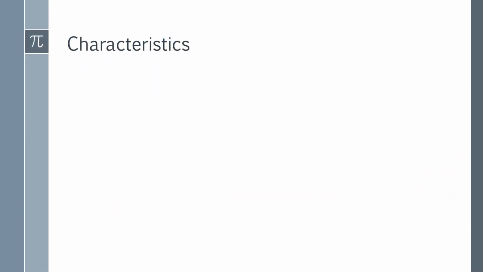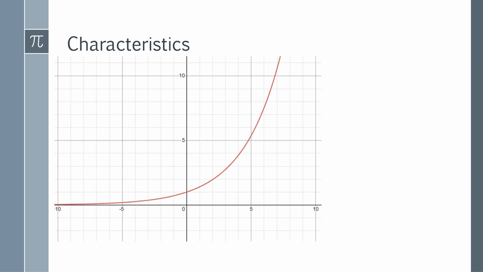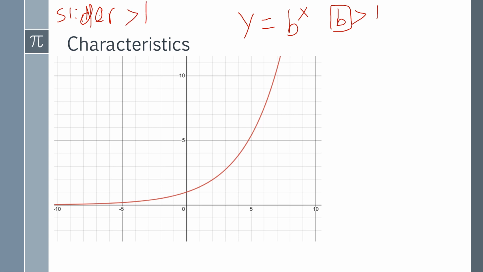So let's do the characteristics, now since we know how to put the function in. So put in y equals b to the x and make the slider greater than 1. And you should have this graph look exactly like this.